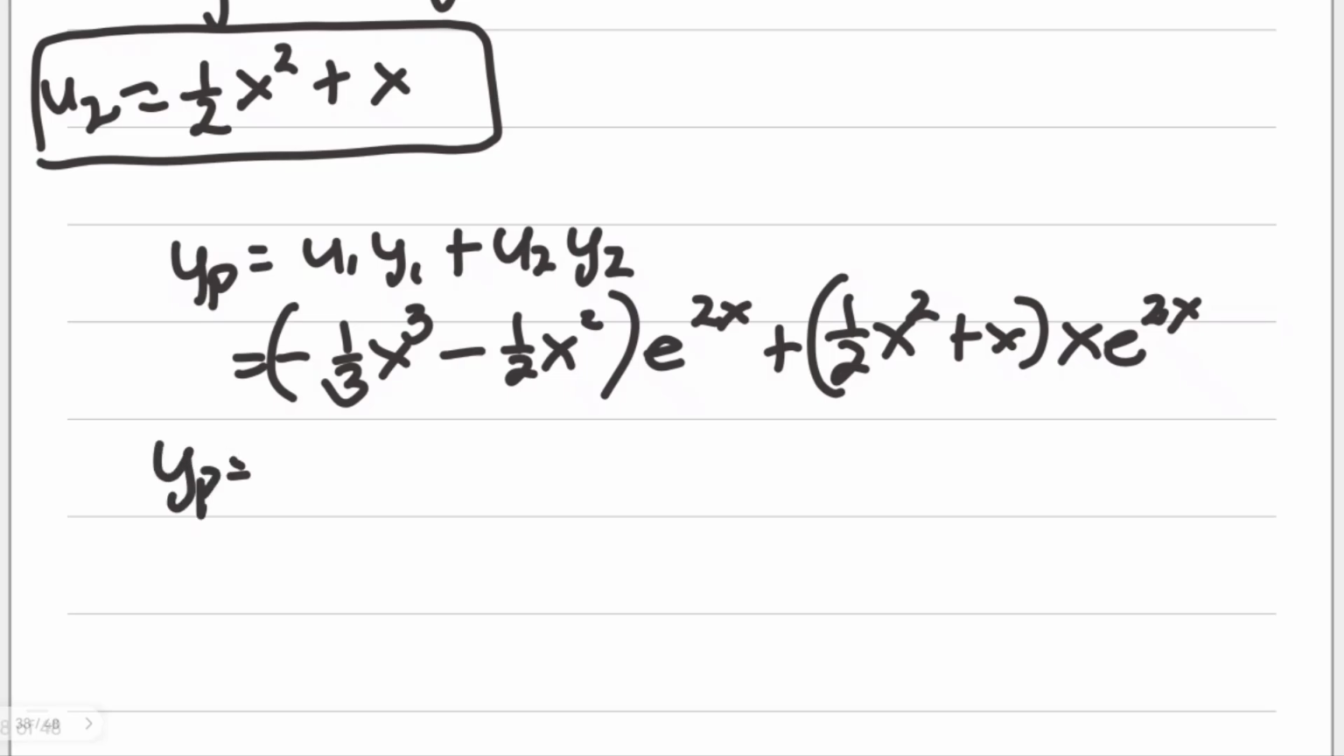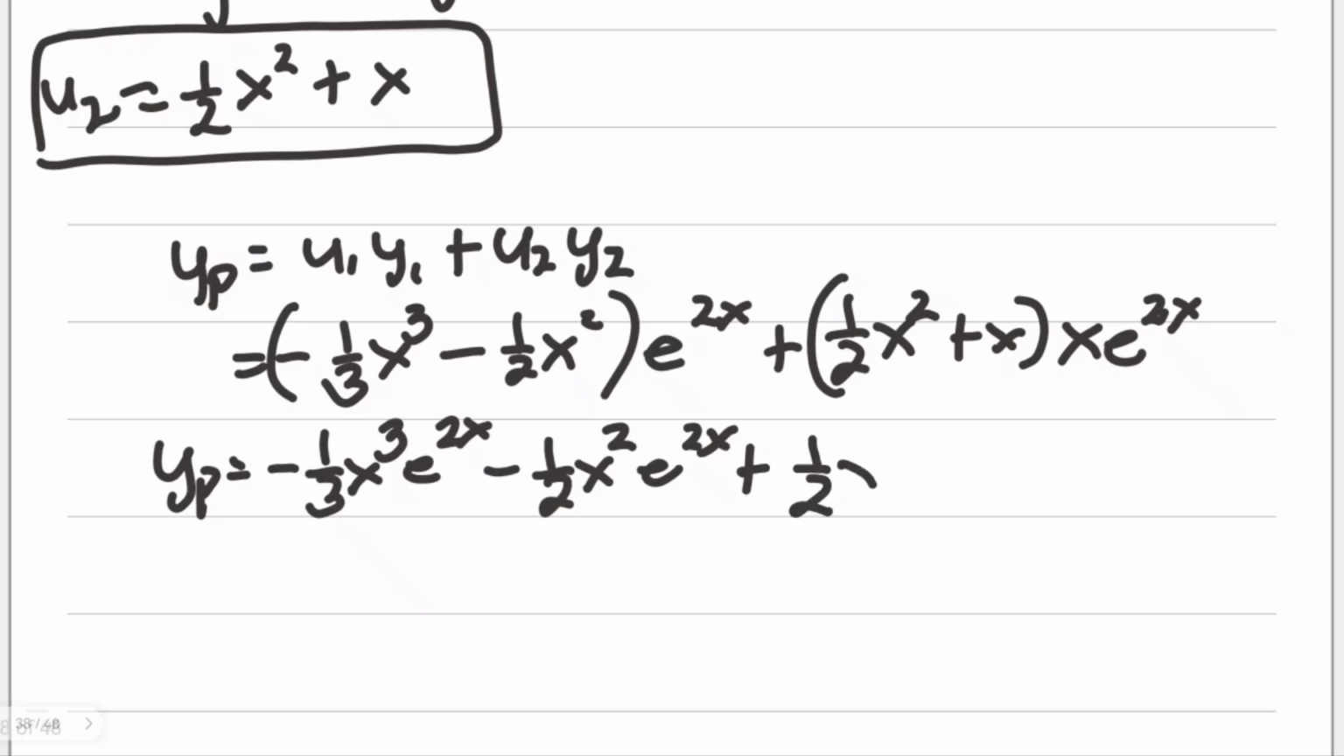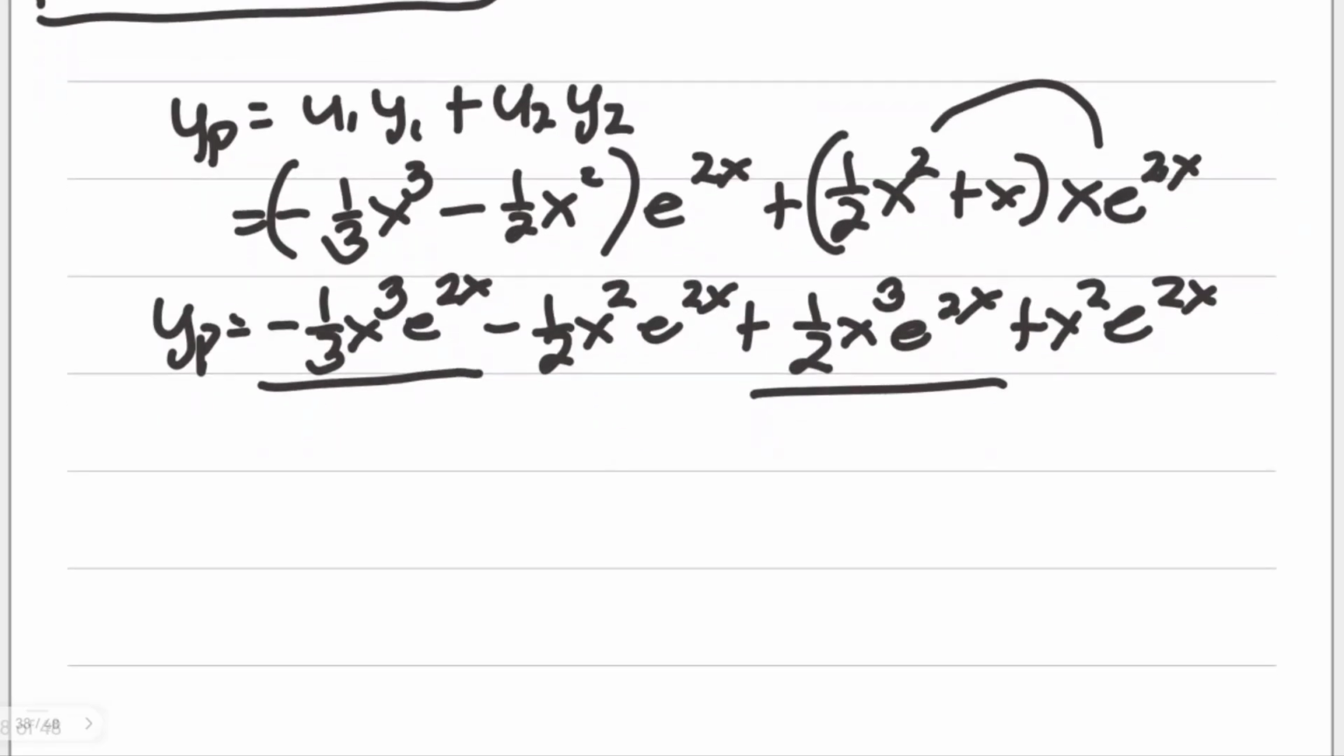So our y sub p, you'll have negative 1/3 x cubed e to the power of 2x. As you can see, it really has a lot of steps to be here. Then minus 1/2 x squared e to the power of 2x. Here plus 1/2 x squared, this is x cubed because you have another x here. X cubed e to the power of 2x, and then plus x squared e to the power of 2x. You can combine this x cubed to that. So you have negative 1/3 plus 1/2, LCD. You will have positive 1/6. Take note of that because this is 2/6, and this is 3/6.